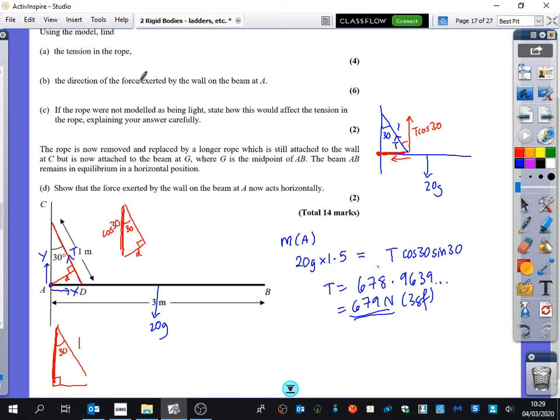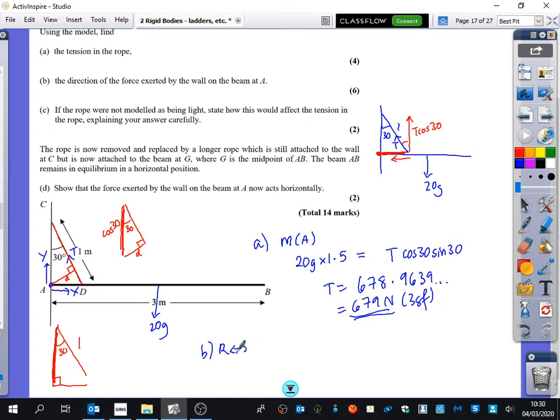Now it wants the direction of the force exerted by the wall on the beam at A. So that sounds like we need to do something to do with x and y and then find out what theta is by doing the inverse cos. So this was part A of the question. Part B of the question, I'm going to resolve left and right.